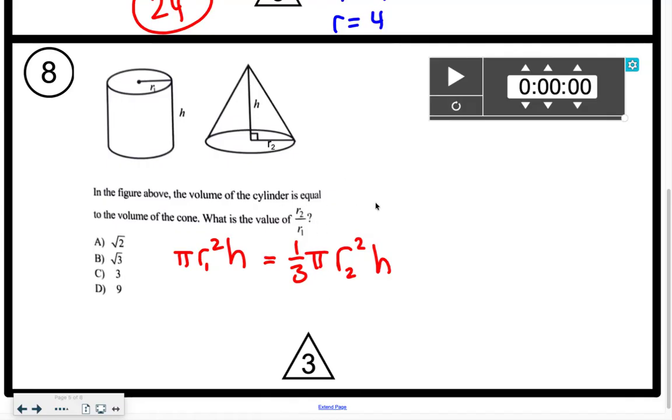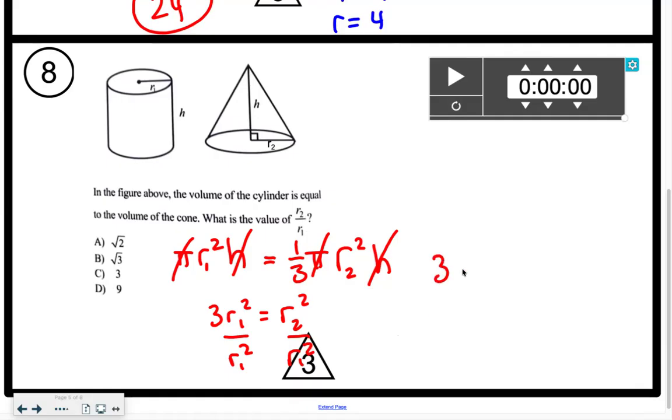So what I really want to do is manipulate this equation to get r2 over r1 equal to some number, and that number will be our answer. A couple things I can do to get this going: I can divide pi out and divide h out, and I'm going to multiply each side by 3. So I'm going to get 3 r1 squared is equal to r sub 2 squared. This 1/3, I don't want to deal with a fraction, so I just multiplied it to the other side. Now, if I want r2 over r1, I should divide each side by r1 squared.